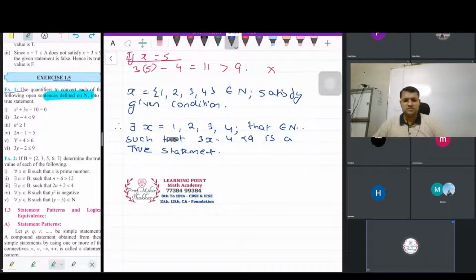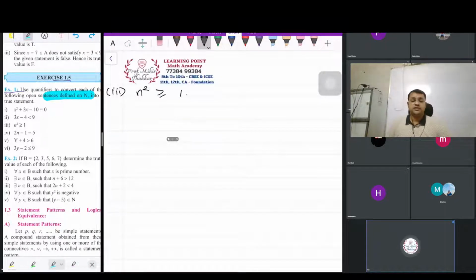You can format the answer in your way. That's not an issue. Now let us see the sum number 3, which is n square greater than or equal to 1. Now when I have n square greater than or equal to 1, once again as I did in the above two sums, I will think logically. What are the values of n that are possible? And if I square them, will that be equal to 1 or greater than 1? So let us see. We know that natural numbers all start with 1. So if I take 1 square is equal to 1, satisfied.